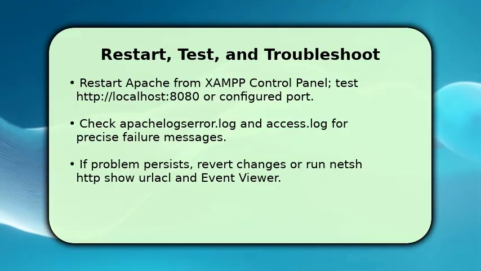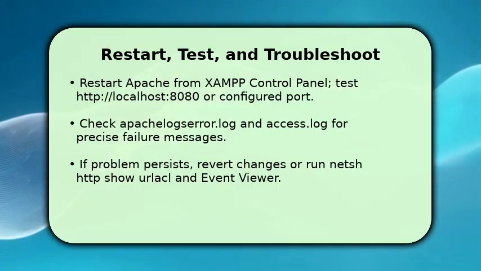If errors remain mysterious, make sure permissions and file ownership are intact. Check URL ACLs with netsh http show urlacl, and consult Windows Event Viewer. Revert the last change if you need a clean rollback.